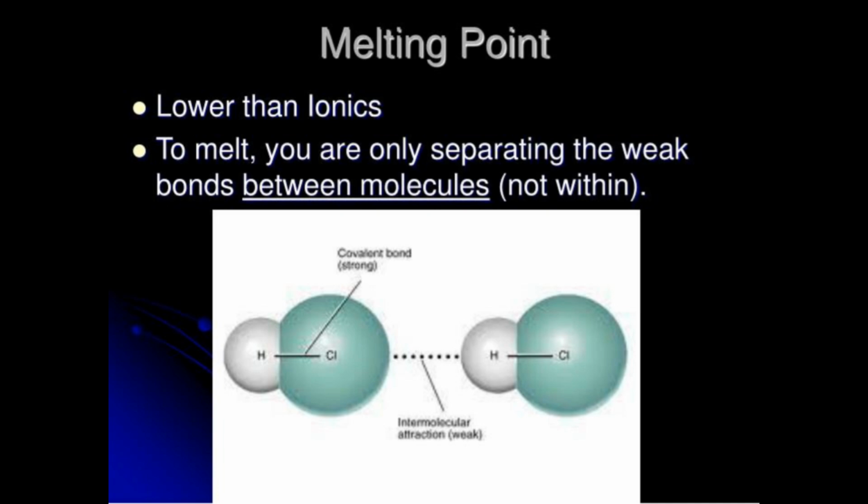Why? Because if you want to melt or boil, you are only separating the weak bonds between the molecules, not within the molecules. Melting or boiling involves separating the weak bonds between the molecules. So the energy that you are going to use to do that will be low. So most covalent compounds have low melting and boiling points.